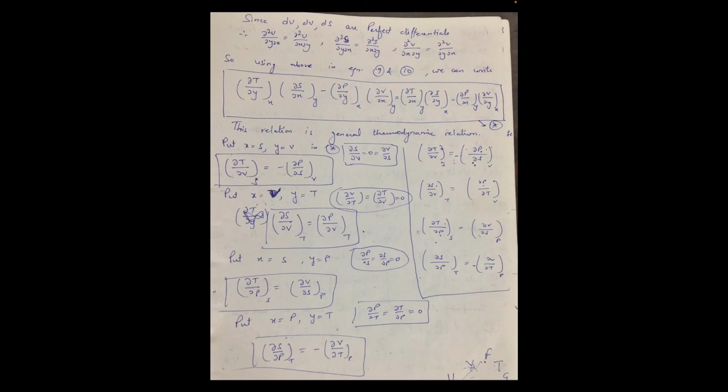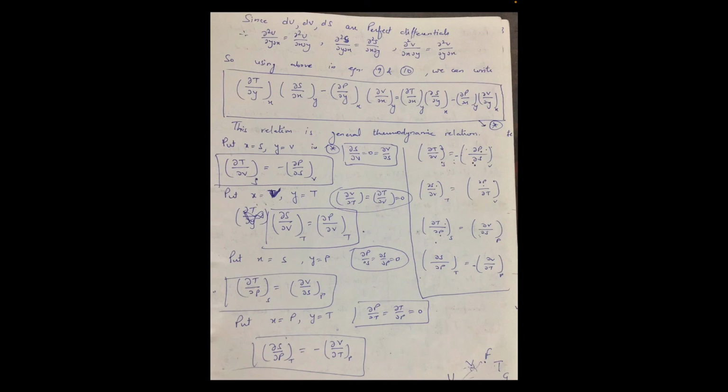If we put x equal to entropy S and y equal to pressure P, and put ∂P/∂S and ∂S/∂P equal to 0 in equation star, we have the third Maxwell relation given as ∂T/∂P at constant S is equal to ∂V/∂S at constant P.